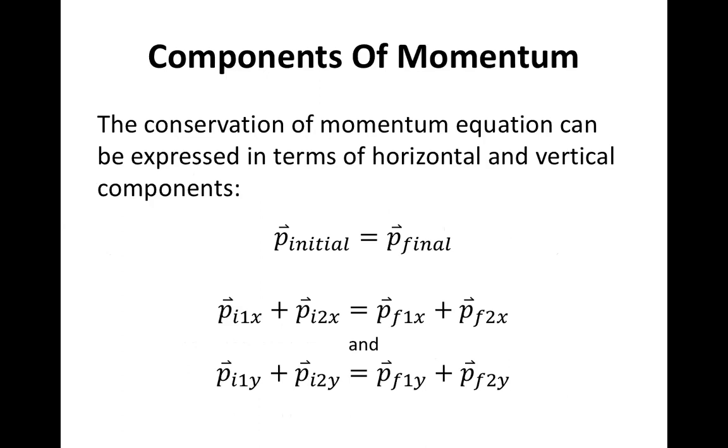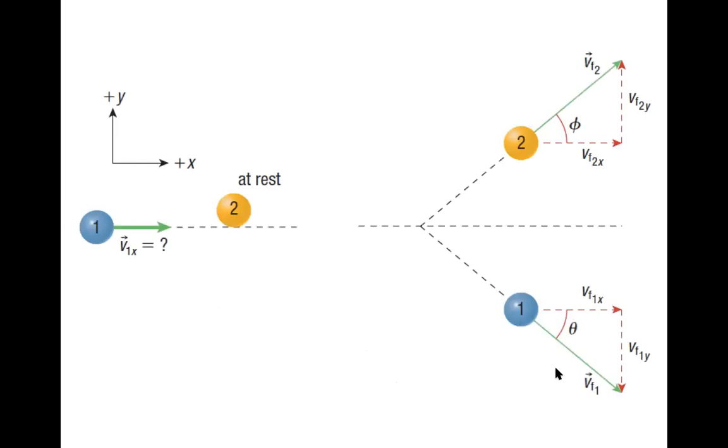The conservation of momentum equation can be expressed in terms of horizontal and vertical components. So we can write this law of conservation of momentum in the X and in the Y. And we're going to be doing both of these for these momentum problems that we're going to solve today. So again, to take a closer look at this glancing collision, momentum will be conserved in the X and conserved in the Y. So we have our frame of reference set up, and we decide what is considered positive.